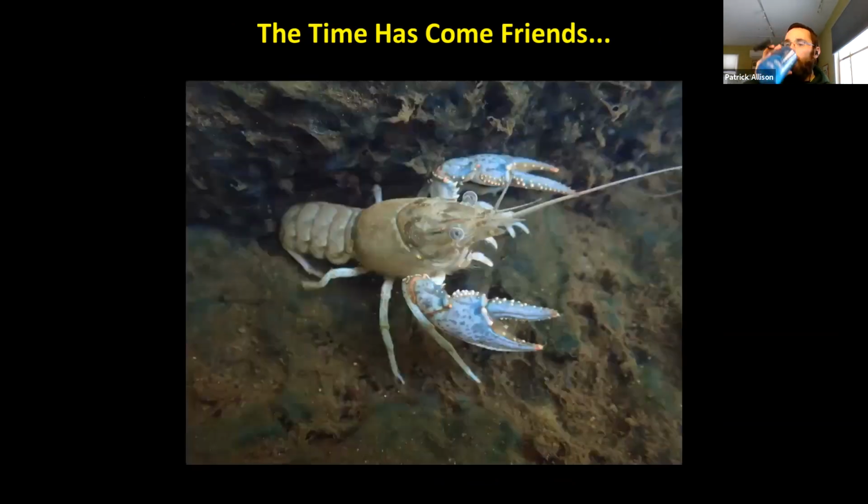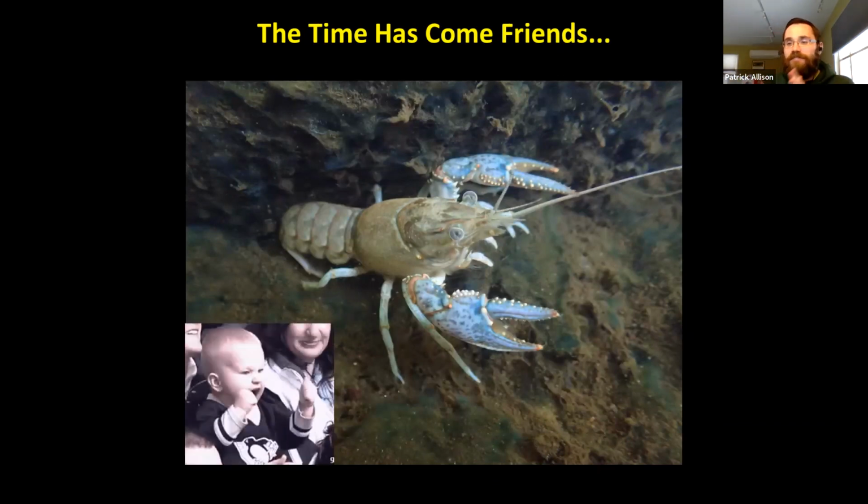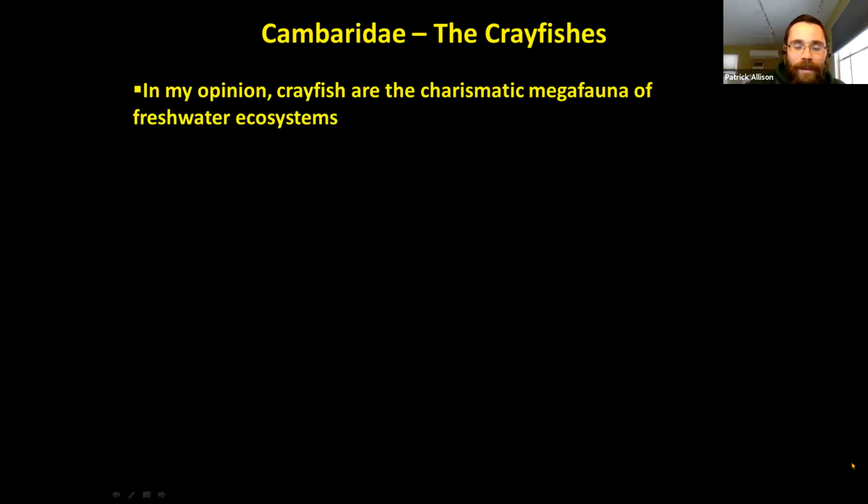All right, the time has come for the best part of the presentation. That's right, it's time for the crayfish. Let's get excited. These are the best animals in freshwater ecosystems. So the freshwater crayfishes, we're going to be looking at Cambaridae. So Cambaridae are going to be all crayfishes that are east of the Rocky Mountains in North America. So in my opinion, crayfish are the charismatic megafauna of freshwater ecosystems.